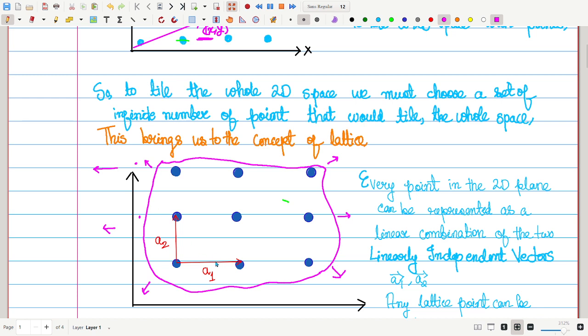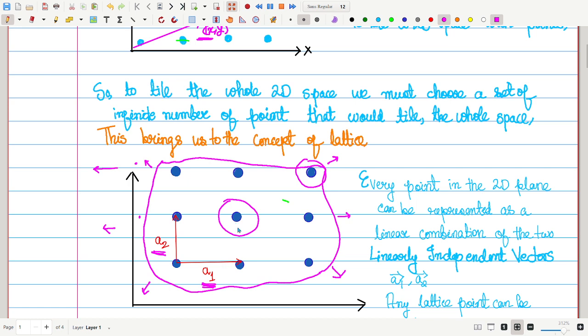So from one point to another point, you can see that there are two vectors. One is the a1 vector, another is the a2 vector. So there are two primitive vectors which are linearly independent of each other, and we can completely describe going from one point to another by these two linearly independent primitive vectors. Every point in the set can be described by a linear combination of these two vectors, a1 and a2.